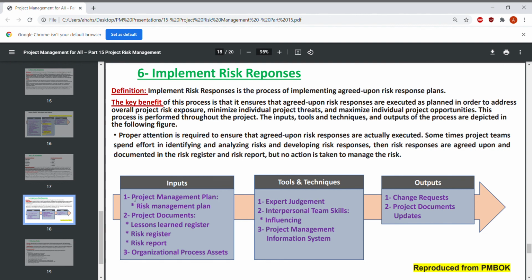The inputs and techniques could be the project management plan, project documents, lessons learned, risk register, or organizational process assets. Tools and techniques could be expert judgment, interpersonal and team skills, and project management information system. The output of this process, we could have change requests. We may need to update the project documents.